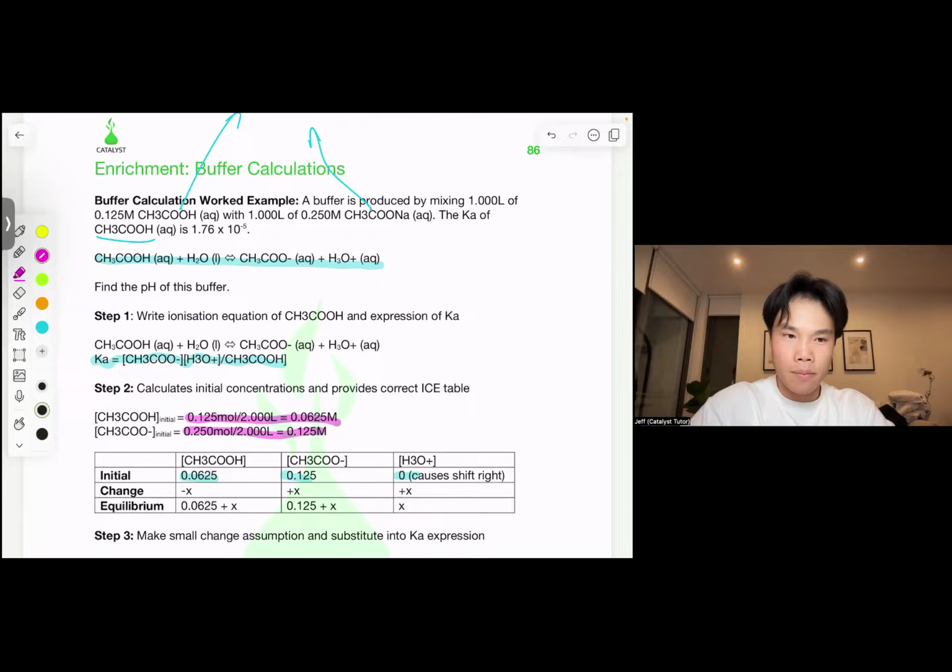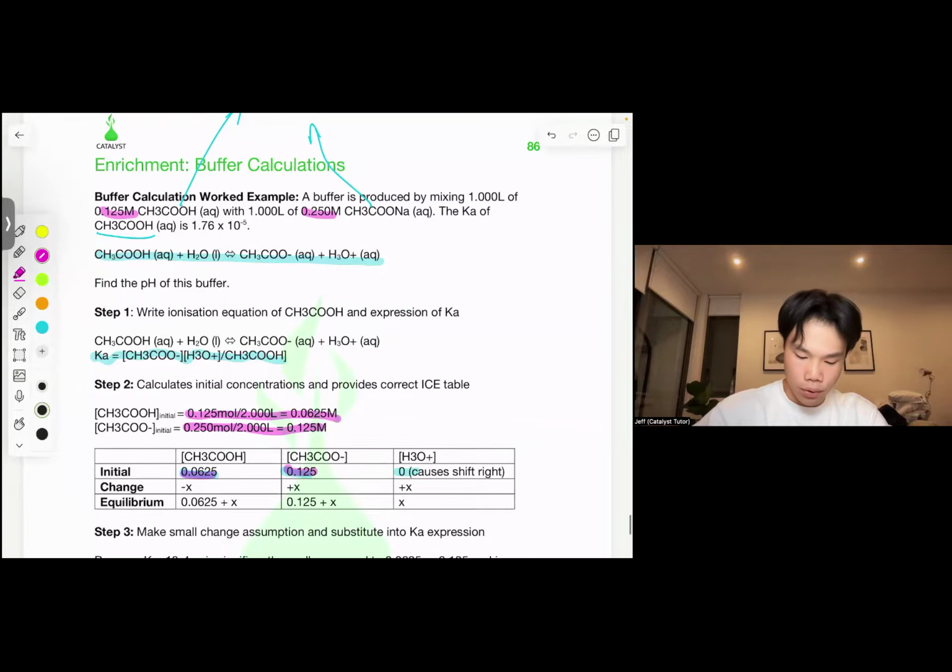Really important step, because this will throw everything off if you don't do it. Why has everything halved? Why have both the concentrations halved? Good. 2 liters of solution. Always consider when you're combining solutions together, you have to consider the volume change. And that's why our initials are half of what the question stem provides.